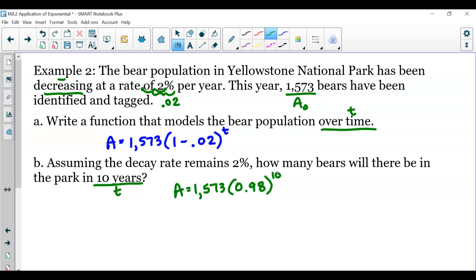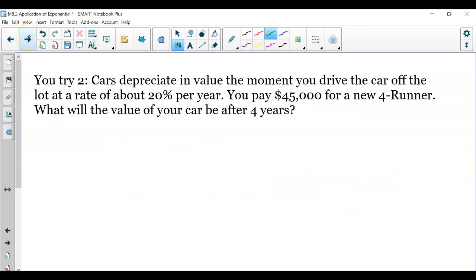Then again, make sure that your answer makes sense. So if I'm talking about the number of bears, could you have a decimal or part of a bear? Well, no. So the final amount of bears that remain in the park is going to be approximately 1,285 bears. So go ahead and pause the video and try this on your own.